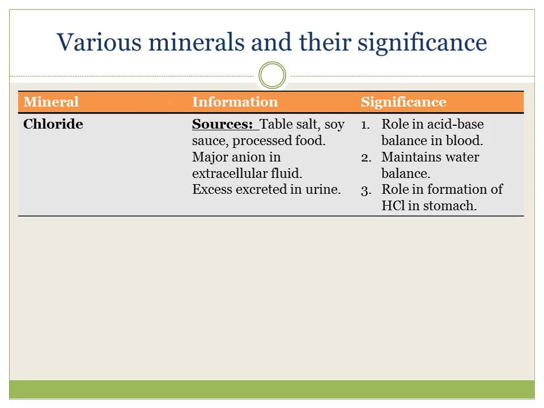The next mineral is chloride. Sources of chloride, as we all know, are table salt, soya sauce, processed food. It is a major anion in extracellular fluid. Excess amount of chloride is excreted in urine. Coming to the significance of chloride, it has a role in acid-base balance in blood. It maintains water balance, and it has a role in the formation of HCl in the stomach.